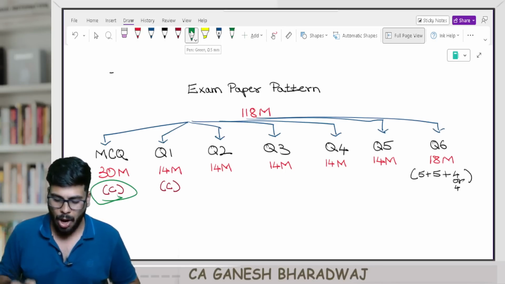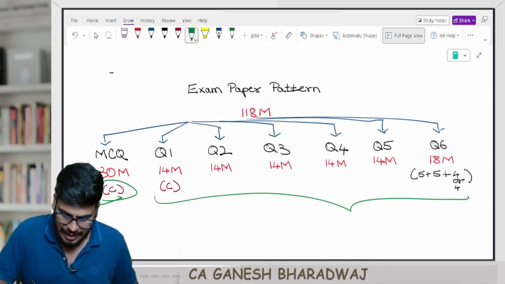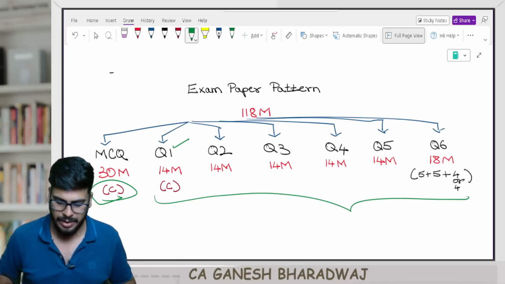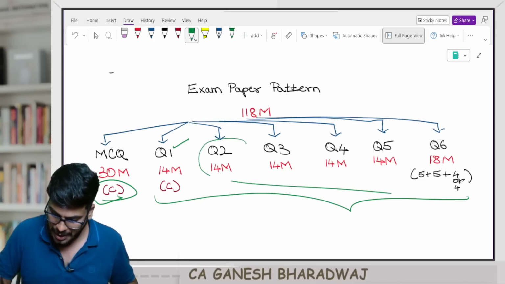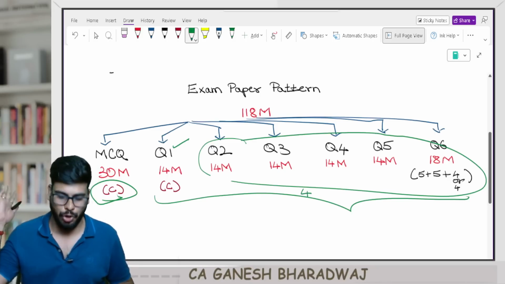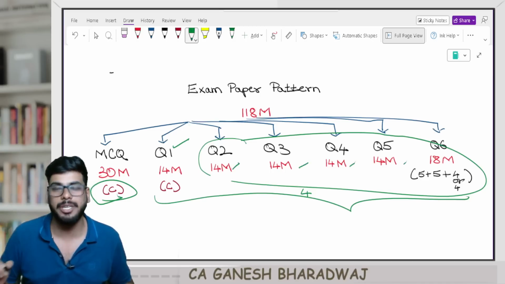Now all these questions come under part 2. Out of this, question number 1 is mandatory. There is no choice. You need to write this question for sure. And out of the remaining 5 questions, you are expected to attempt 4 questions. And each and every question carries a weightage of 14 marks each.